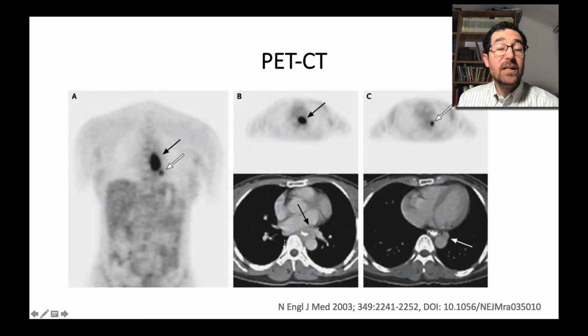A PET-CT, these are a combination of a CT scan and a PET scan. The PET scan measures uptake of radioactive glucose, and tumors are almost always very avid glucose eaters, and so it's a very good way of seeing the tumor and lymph nodes. So here you can see the tumor, and here you can see an associated lymph node.